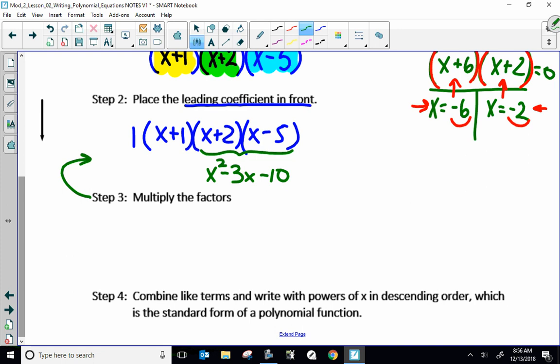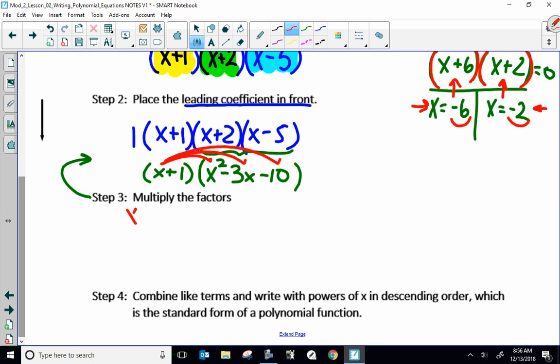That's what I get when I FOIL those two parentheses together. If you need to FOIL them off to the side, whatever, and write them, that's fine. This is what you should get. I still need to multiply x plus 1 into that. Okay? So I'm going to multiply my x into all three of those terms.